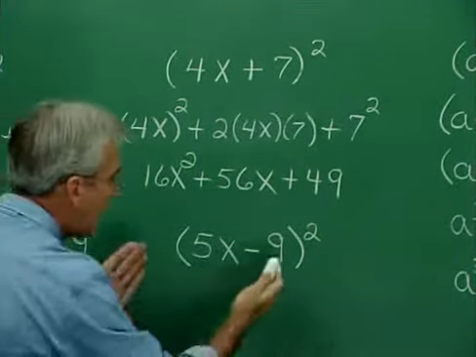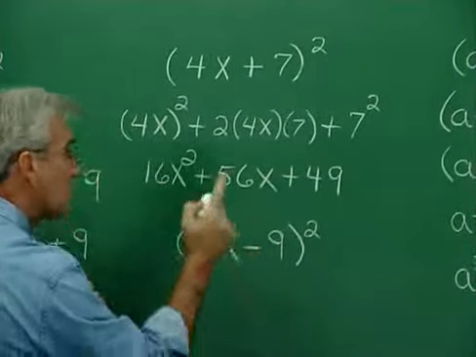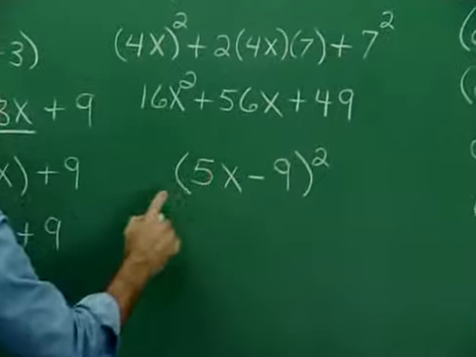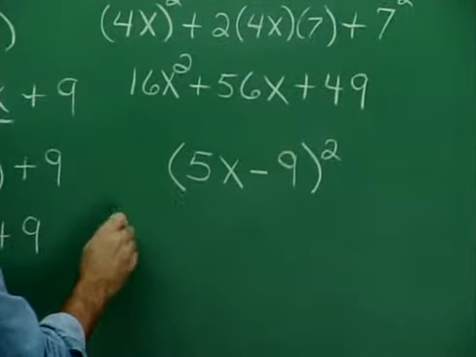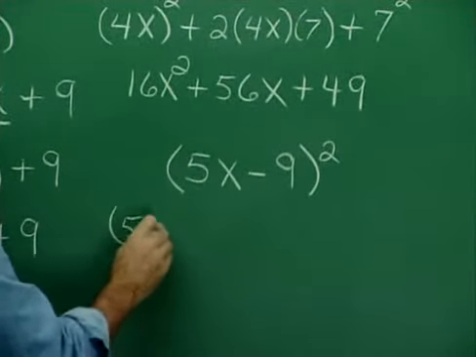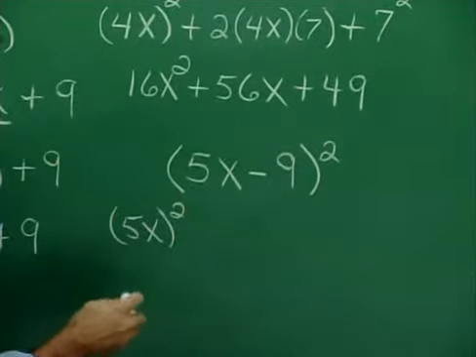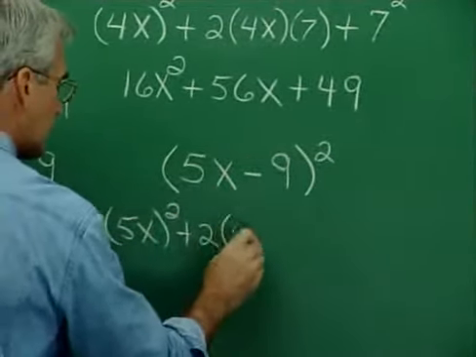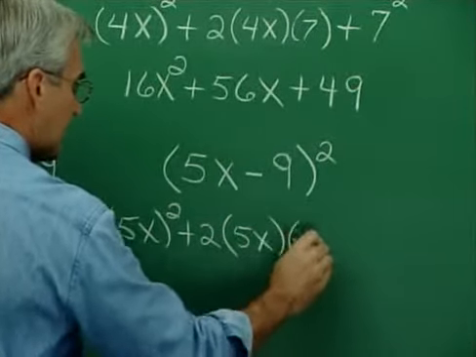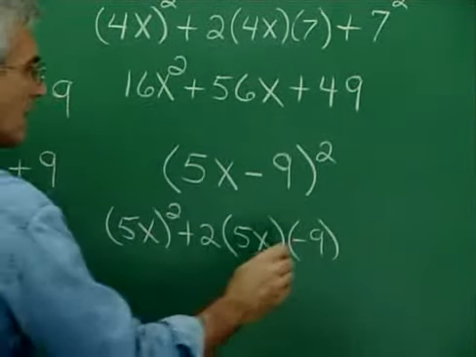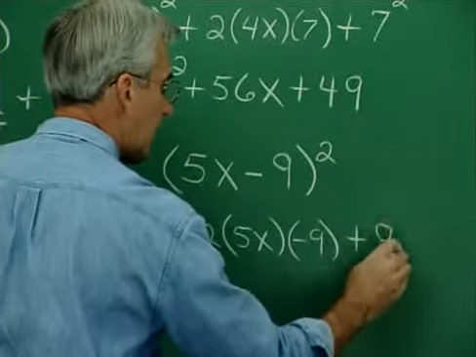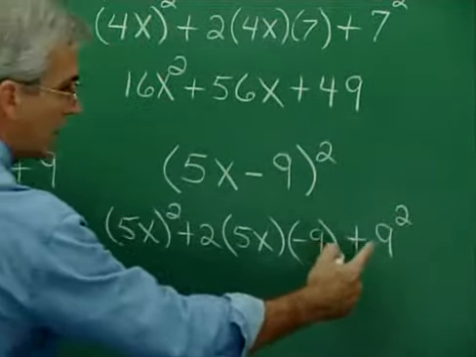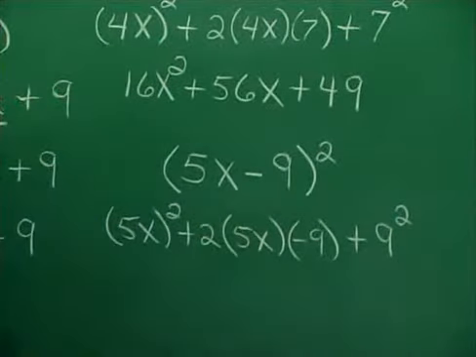And when we have the difference of two terms, all squared, it's the same idea. We're squaring, so the first term of our answer is going to be this first term, all squared. The middle term is going to be just double the product of these two, so it's double 5x times negative 9. And then the last term is the last term squared. Now, it doesn't matter whether we put a plus or a minus in here, for with the 9, when we square, we're going to get a positive result.